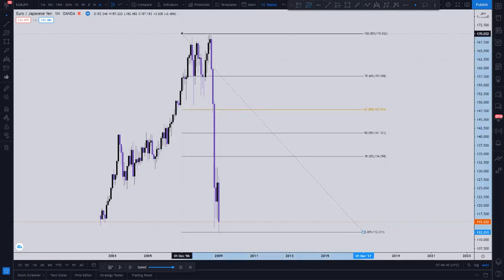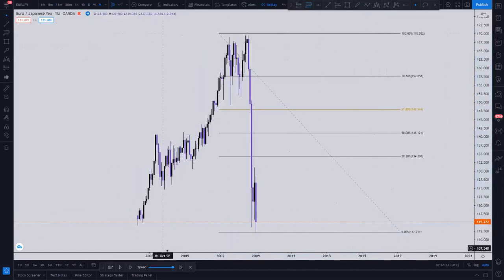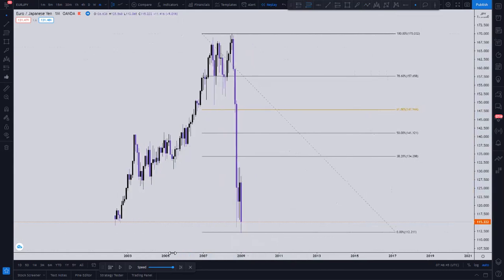So now I need a place where I could enter price. What did I say? I just told you that I will wait for price to tap inside one level, to tap inside one resistance.